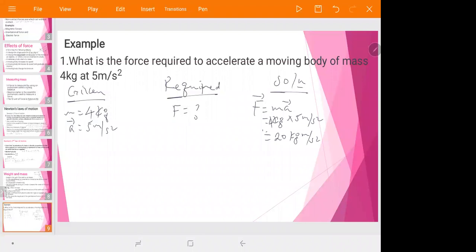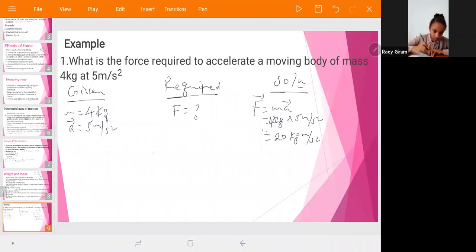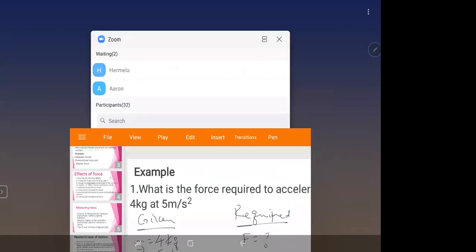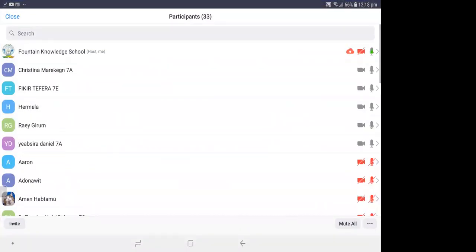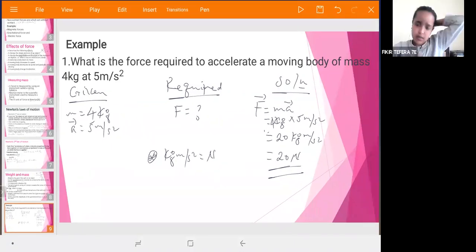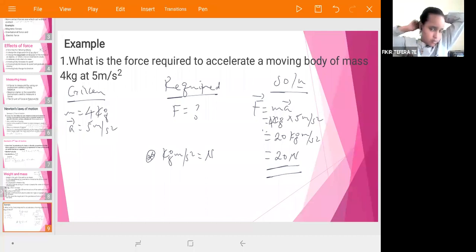But look, kilogram meter per second square is equal to Newton, okay? Therefore, Newton is the unit of force required. The force required is 20 Newton, okay? Clear?